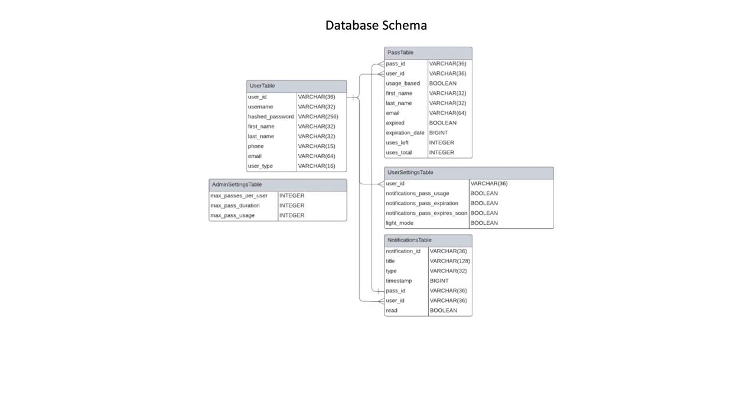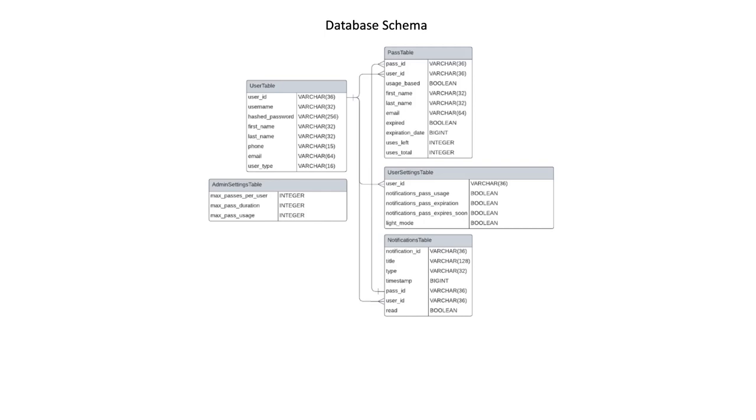There's also the notifications table, and this stores all of the relevant information for the notifications. It links to the unique UUIDs for both passes and users. And there's also the user settings table. This will store all the users' notification preferences and their display settings. The user settings table also links using the user ID.